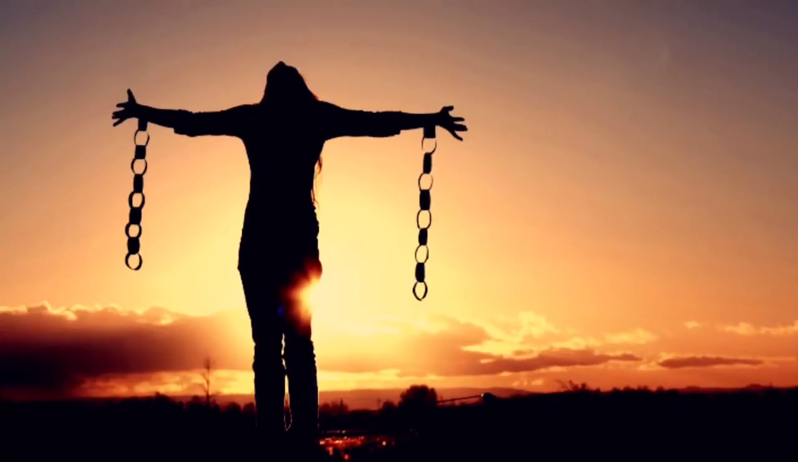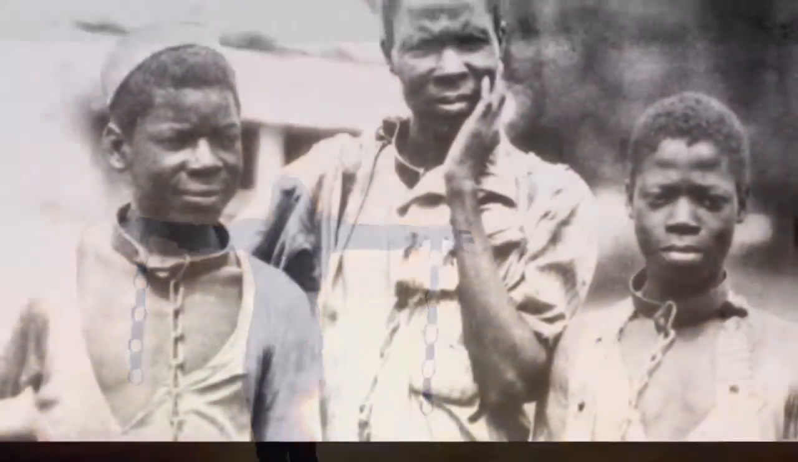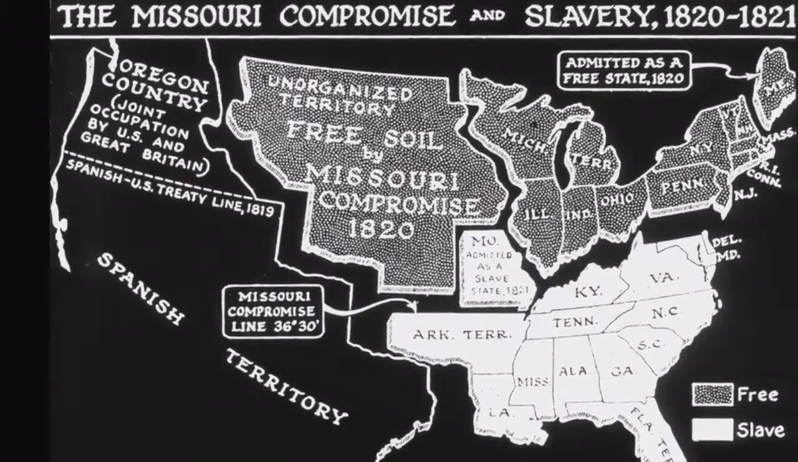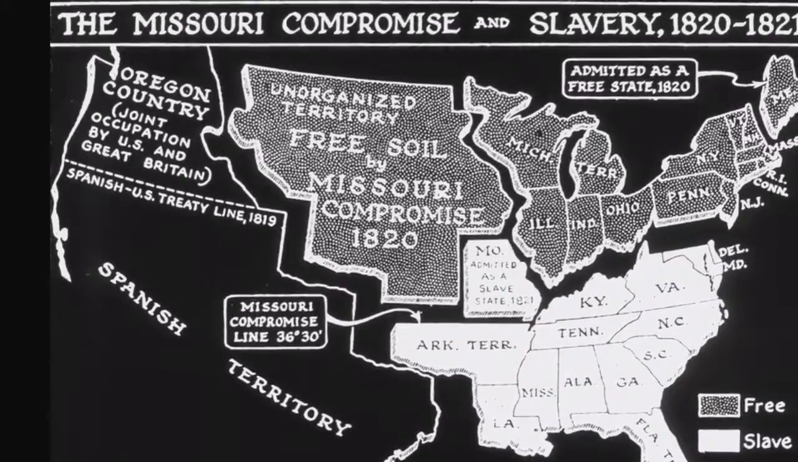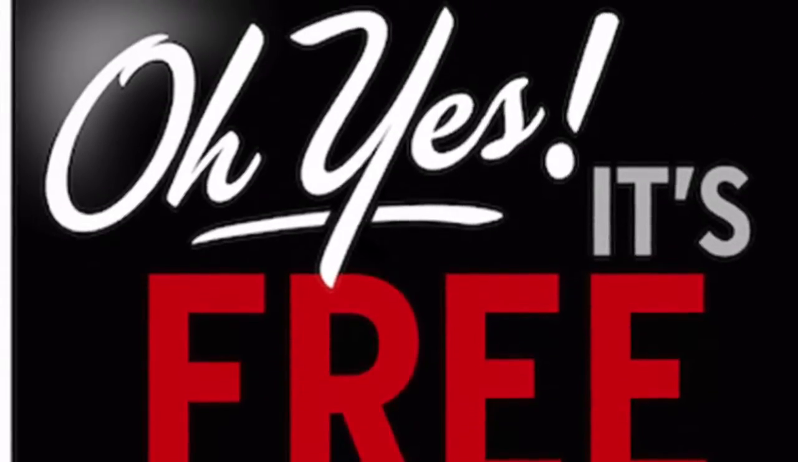Now, the North and the South had really different viewpoints. The North wanted the Negroes to be free, while the South wanted them to be slaves. Now, the Missouri Compromise was supposed to, quote unquote, solve the problem between slavery and non-slavery. States that voted for slavery became slave states, while others became free states.